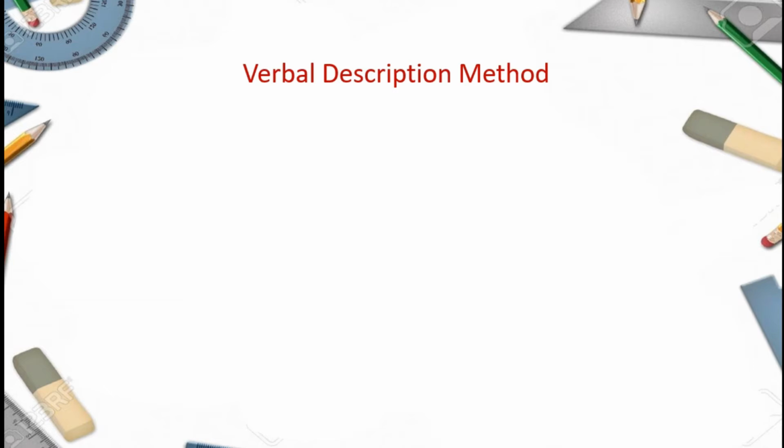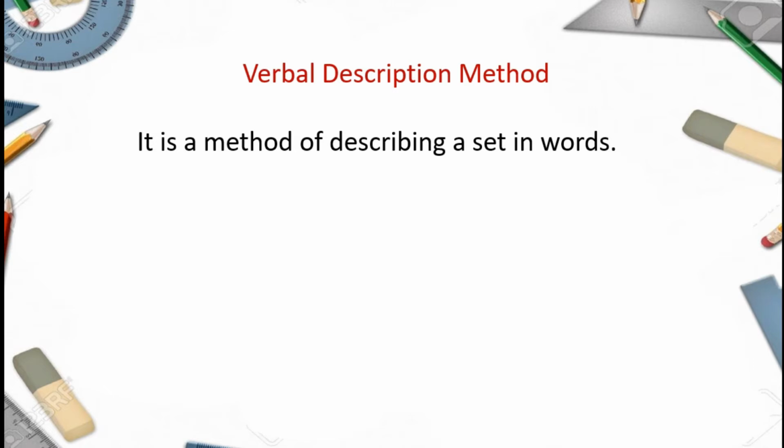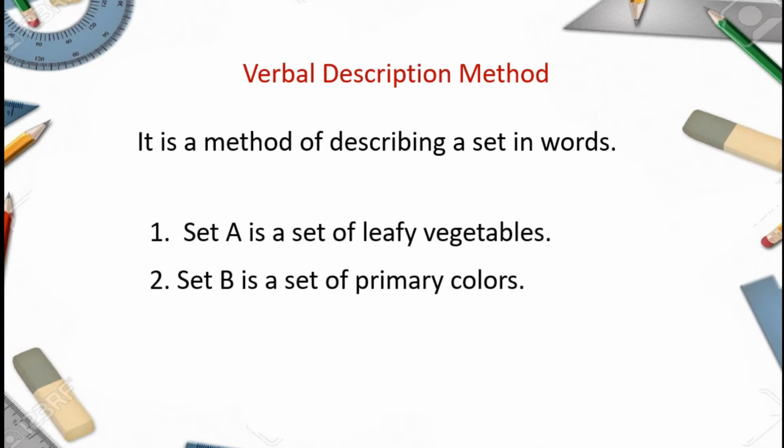The second method is what we call verbal description or the verbal descriptive method. It is a method of describing a set in words. For example, set A is a set of leafy vegetables. Set B is a set of primary colors. So instead of listing down the elements of a set, we describe the elements or the members of it.